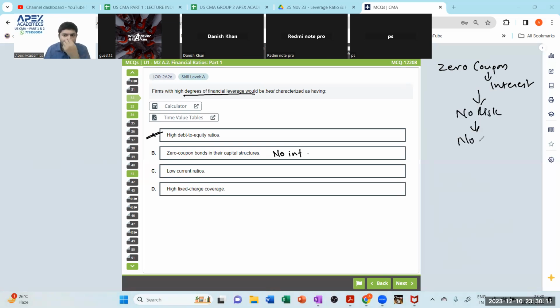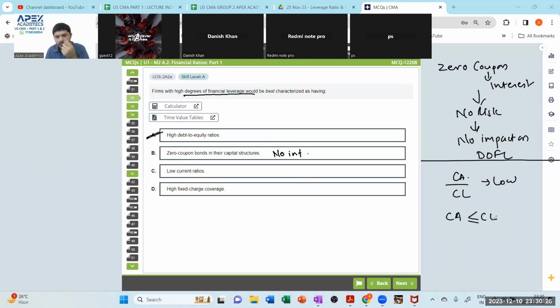There is no impact on degree of financial leverage. Low current ratio: current assets upon current liabilities. Suppose this is low. That means current liabilities are high relative to current assets. But current liabilities do not impact leverage. Yes or no? At the very beginning of this lecture, I have written in a note that current liabilities impact operations and they don't impact leverage.